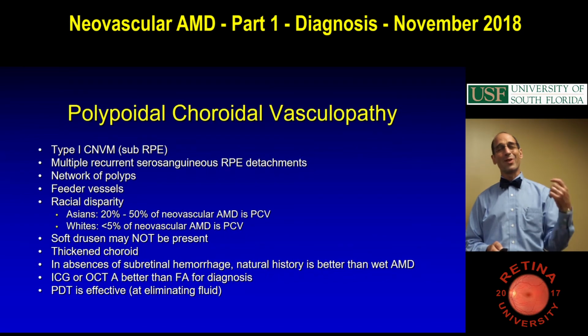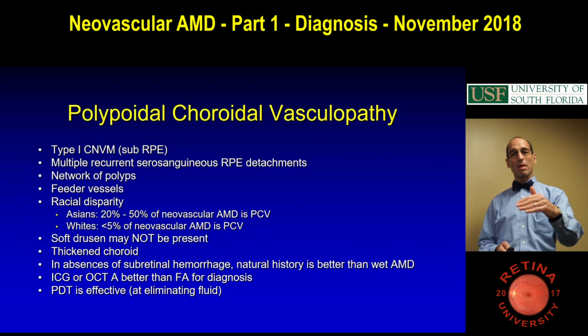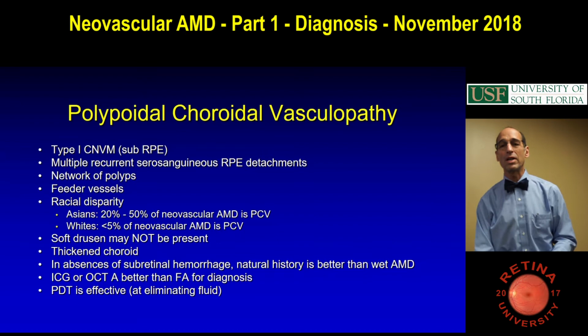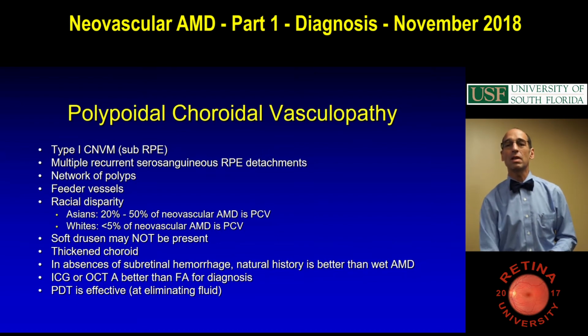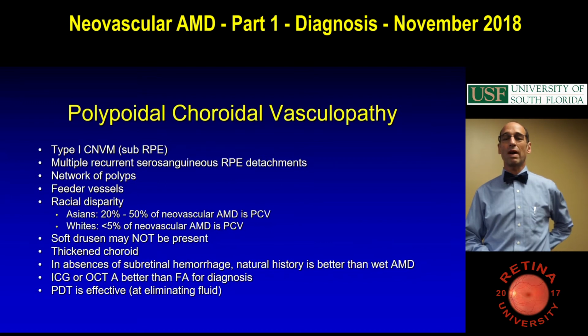And so then polypoidal choroidal vasculopathy we kind of covered. But just so you know, it's type 1, it's sub-RPE. This is a variant of wet AMD. Multiple serous sanguineous PEDs, you get a network of polyps, feeder vessels. There's a racial disparity. So in Asians, it's 20 to 50% of cases are polypoidal. In whites, it's fewer than 5%.